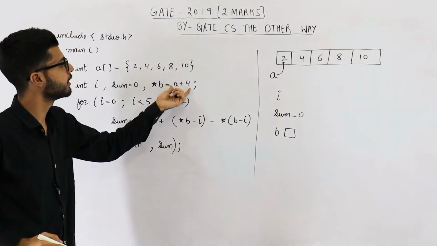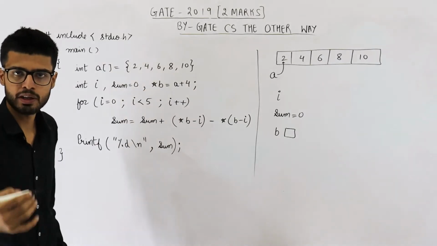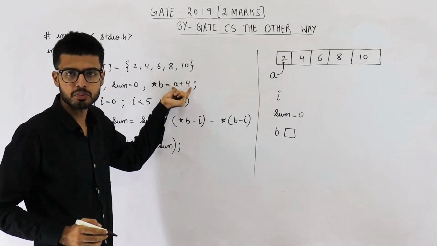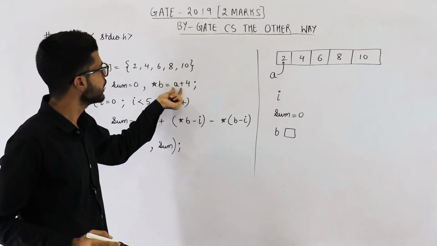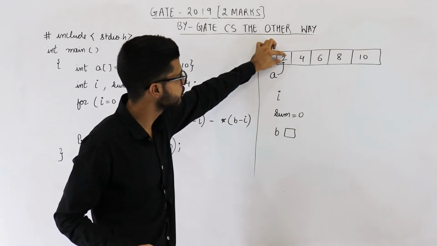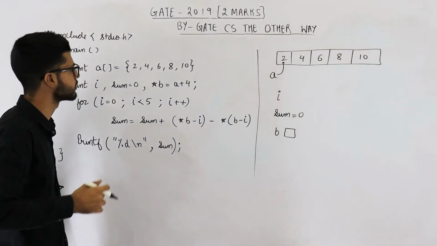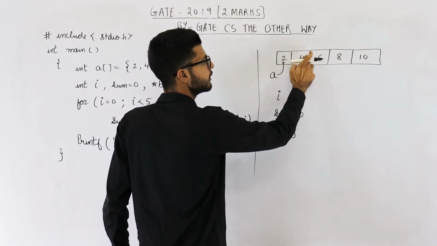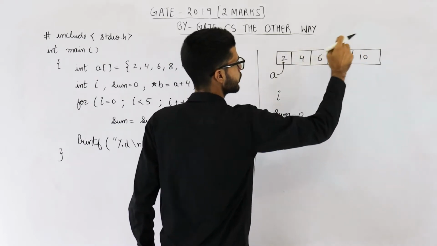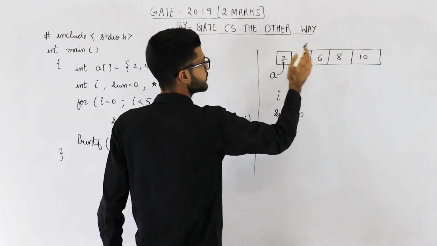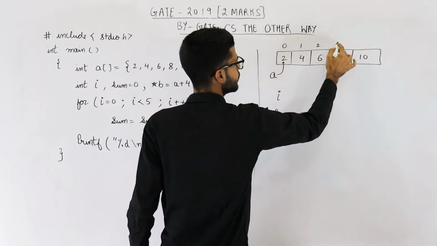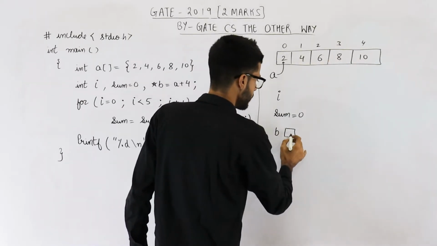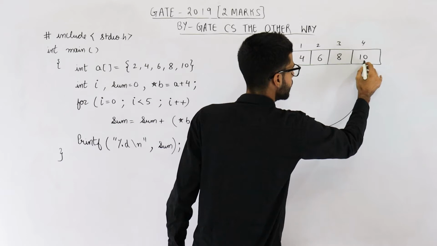Then we are assigning a value a plus 4 to this variable b. b is a pointer, so b will contain addresses. That means this must be an address. Now a, I have already told you, a is the address of this element or the base address of array. What will be a plus 4? This is a. This is a plus 1, a plus 2, a plus 3, a plus 4. You can also just see the indexes of this array. They will be 0, 1, 2, 3, 4. So a plus 4 will be this element. That means b is pointing here like this.